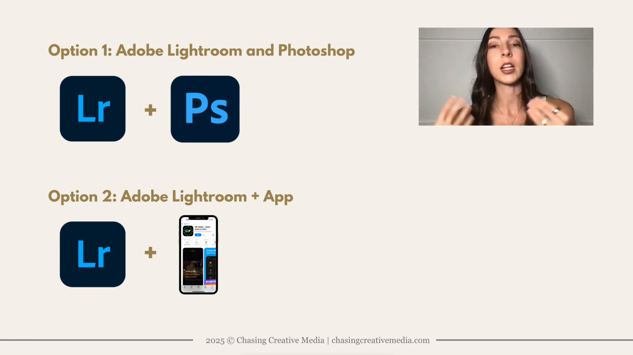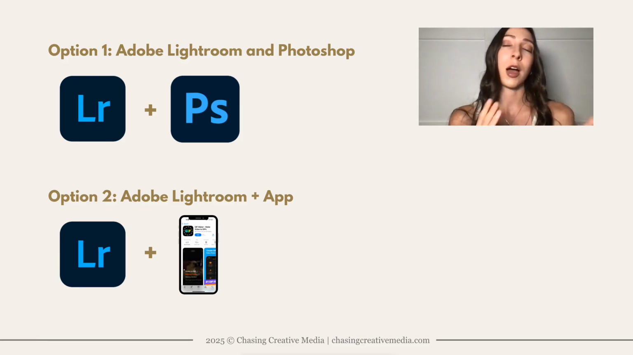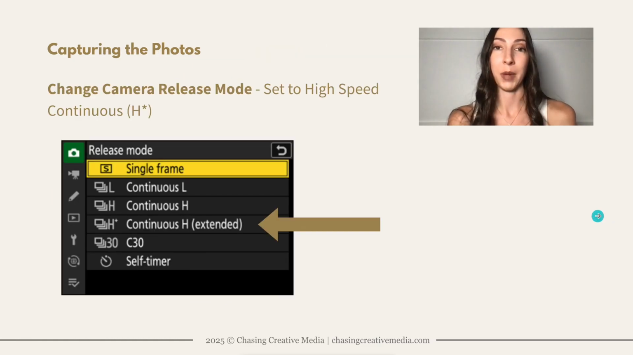Photoshop is definitely cleaner, more polished, but if you need to do it really quick or you just don't have a ton of time on your hands, you can also use an app on your phone, and that's a great backup option. So to get started, when you're taking these photos, there's a few things you're going to want to do. First, you're going to want to put your camera release mode in high continuous.